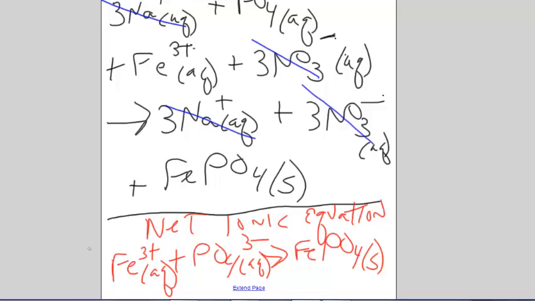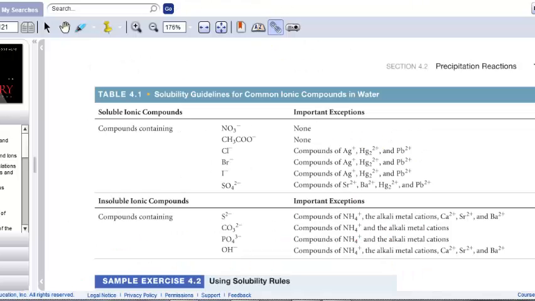Now we got to answer this question of how do we know which things are aqueous and which things are not aqueous? And the answer is there's a table. Let's take a look at the table. Here it is on page 121 of your textbook. Solubility guidelines for common ionic compounds in water. Page 121, section 4.2. Compounds containing NO3- are always soluble. Compounds containing acetate, always soluble. Compounds containing Cl-, always soluble, unless you're talking about silver, this dimercury ion, or lead 2+. Ditto Cl-, Br-, I-. Those halogens all have the same solubility and exceptions.